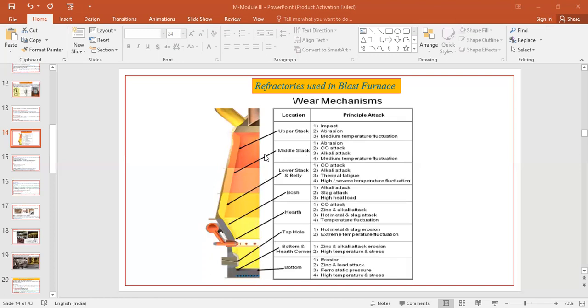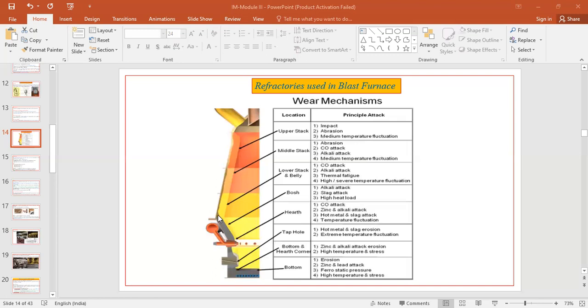Apart from that, the middle stack also, to a certain extent, will undergo abrasion because of the movement of the burden, because it is a continuous process. The burden continuously moves from top to the bottom, and there is also a possibility of CO attack, because in these regions solution loss reactions may take place, and that leads to formation of CO. So the refractories used at the middle stack should have resistance to this kind of conditions.